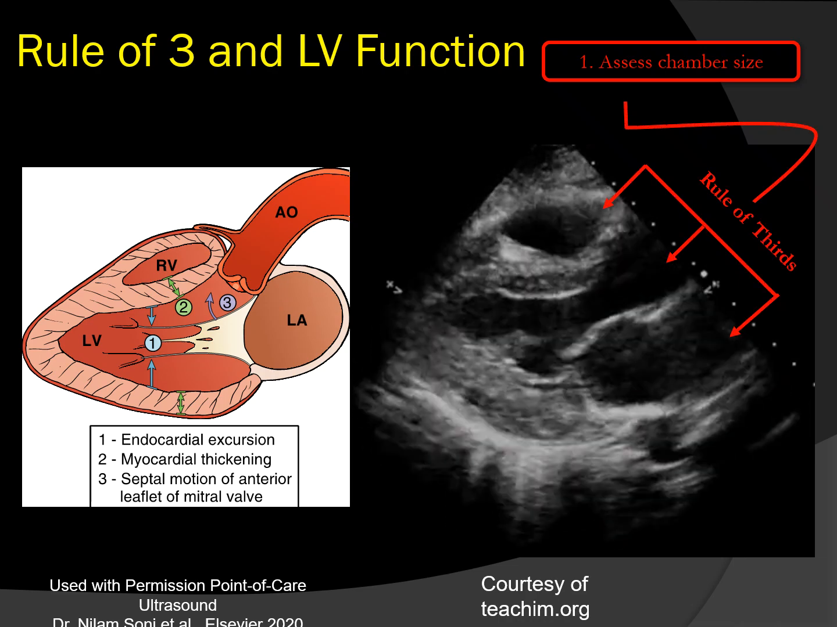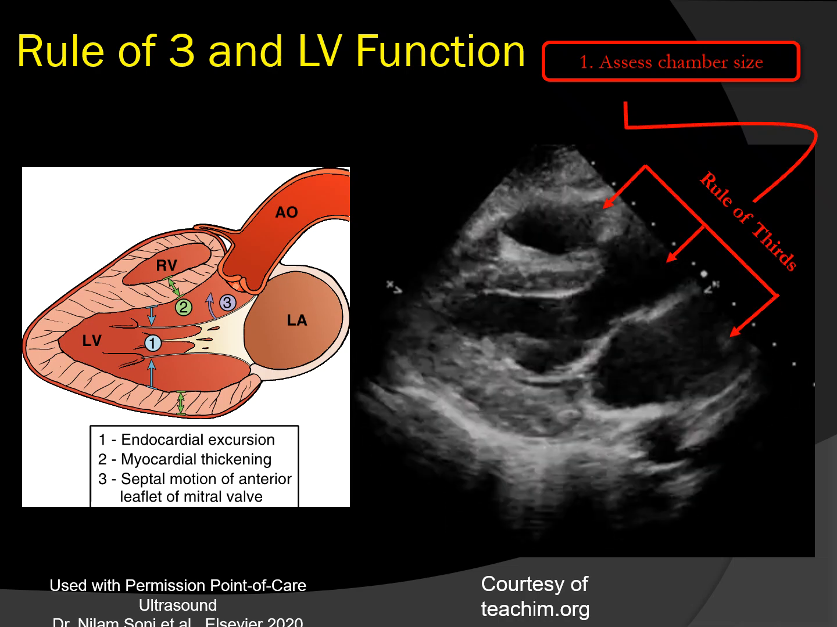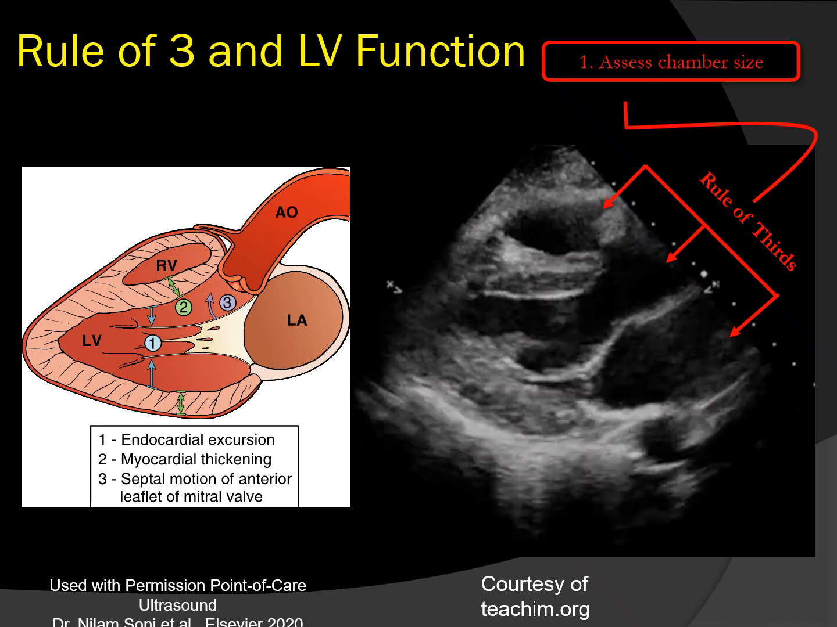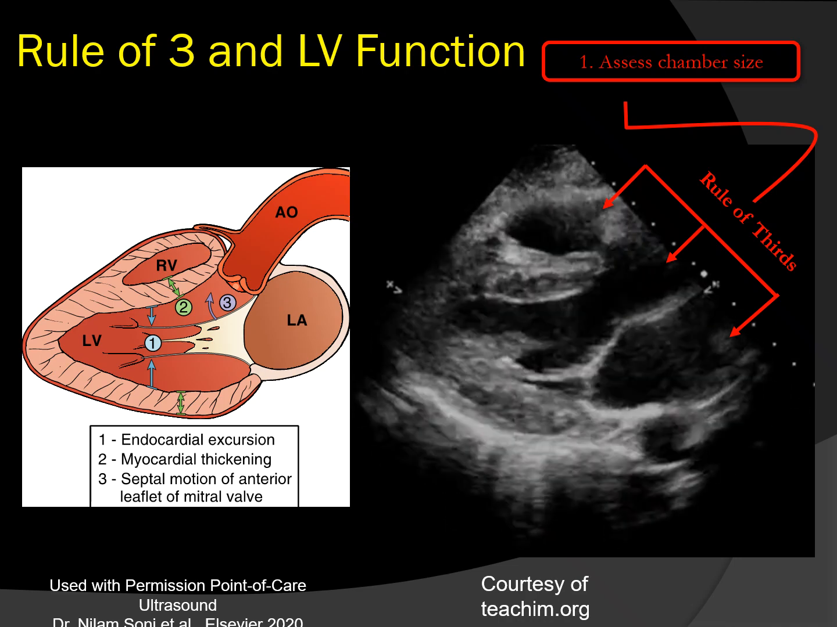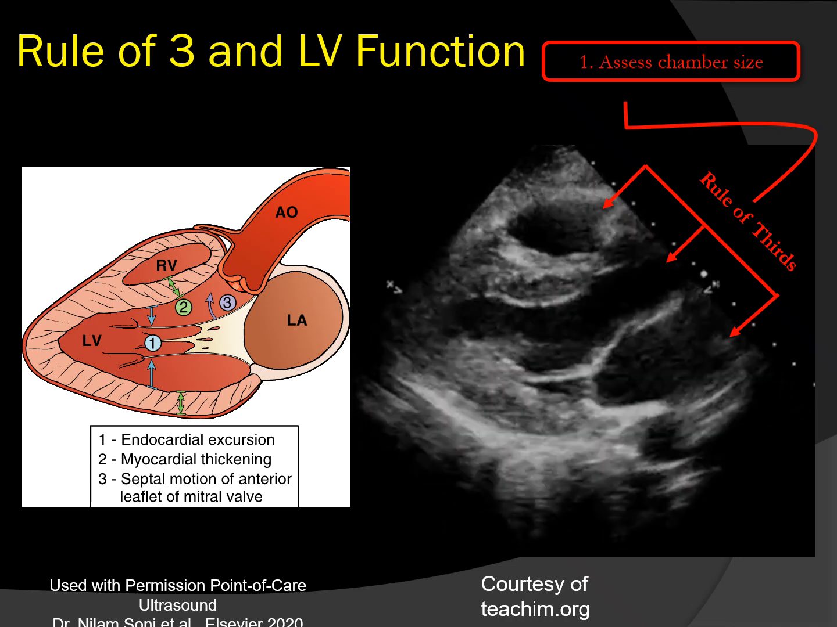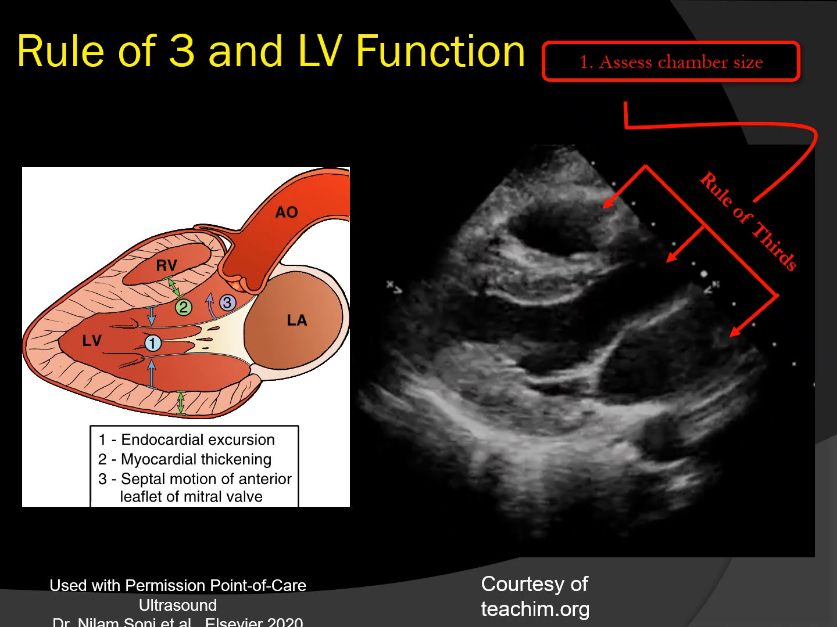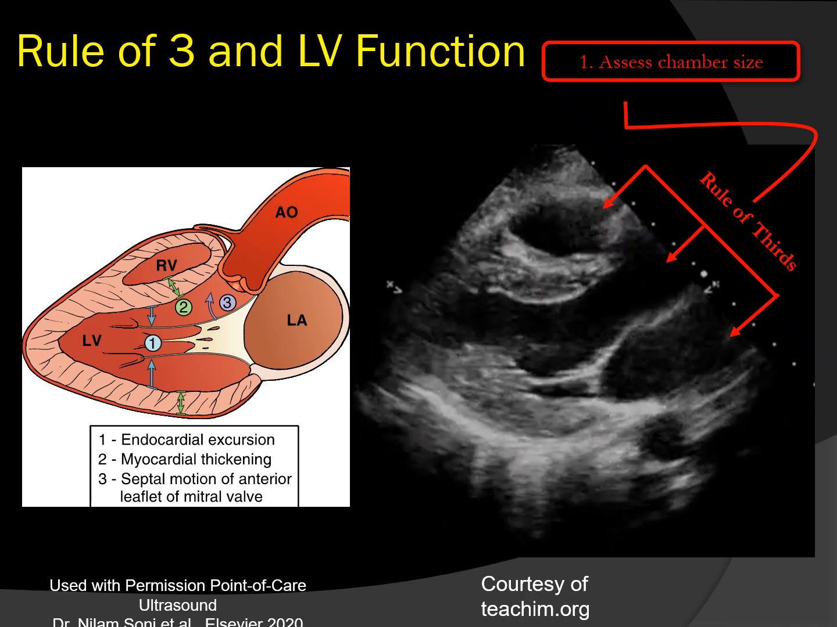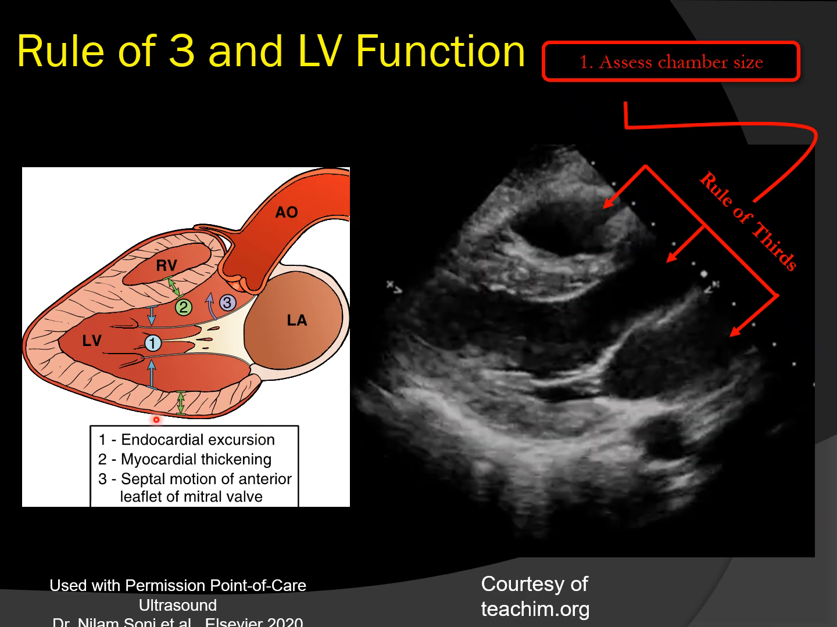Second, I'd like to turn your attention to determination of LV function. There are three main determinants of LV function in the parasternal long axis view. Two are systolic signs and one is a diastolic sign. We're going to start with the two systolic signs. The first is endomyocardial excursion.